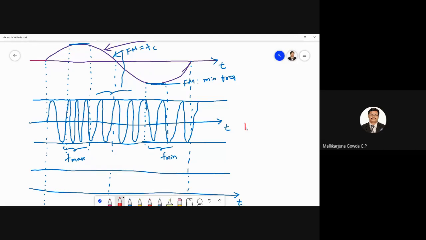Yes, you have written it. This is the FM wave. And this we call the envelope. So the envelope is constant here, right?